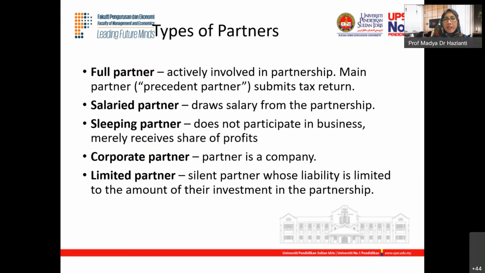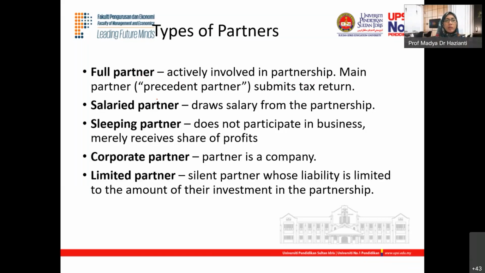And the different types of partner, before we move on to the calculation, kita tengok the types of partner. So in Malaysia, kita ada different types of partner. It can be full partner. Okay, full partner actively involved in partnership ataupun main partner. And the main partner ni biasanya submit the tax return. Okay, let's say ada partner A, partner B, dua-dua ni kerja sama-sama, aktif buat decision, aktif jual barang contohnya.